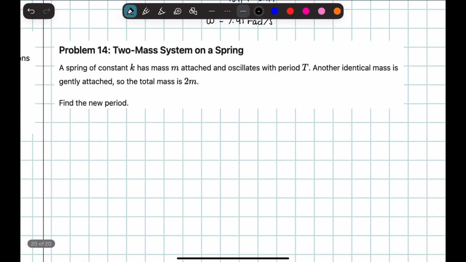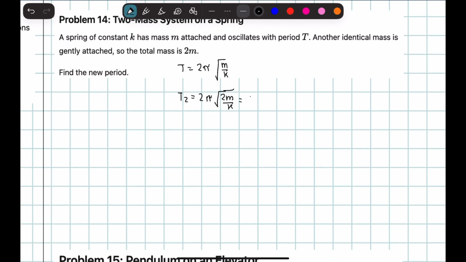A spring of constant k has mass m attached and oscillates with period T. Another identical mass is gently attached, so the total mass is 2m. Find the new period. The period is equal to 2 pi times the root of m over k. The new period is equal to 2 pi times the root of 2m over k, which simplifies to the root of 2 times T.